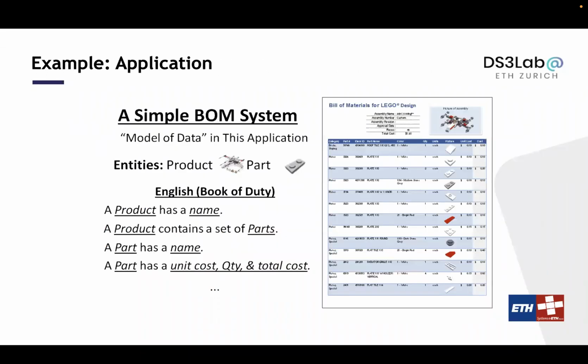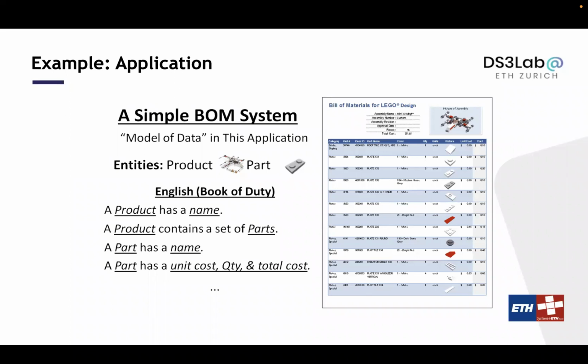Now let's look at a concrete example. Let's go back to this very first application that we went through together in the first lecture. Assume you want to build a very simple management system. So what do we have in this application? What are the data that we want to capture? Well, there's a whole bunch of entities. There are different products, and each product contains different parts, and each part has a whole bunch of attributes.